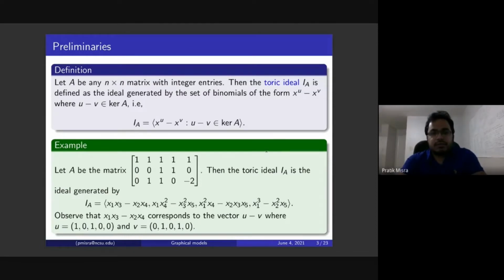So that's the general concept of toric ideals. Any questions so far?